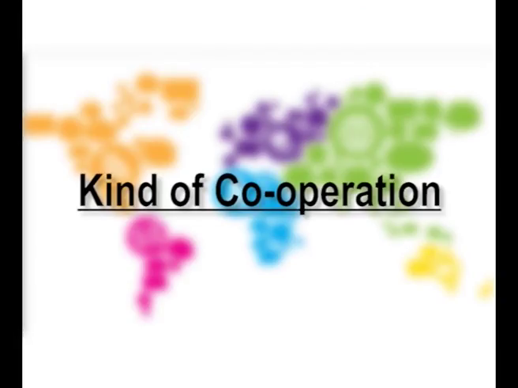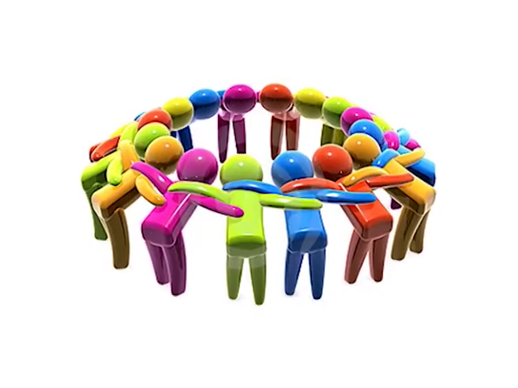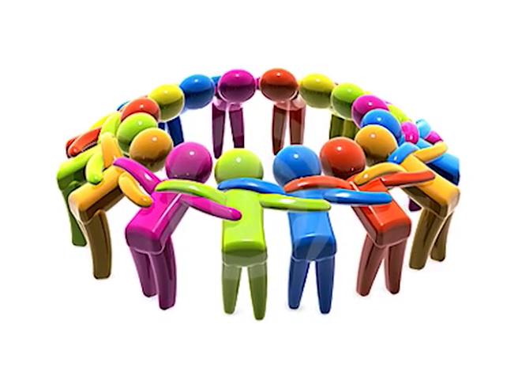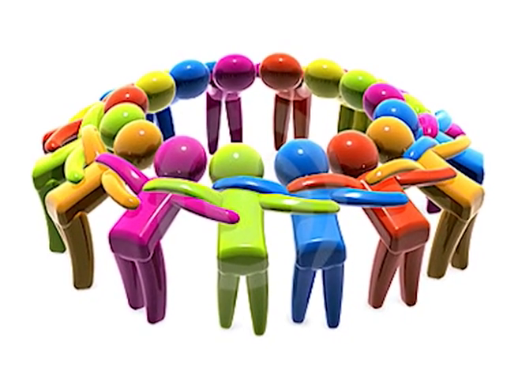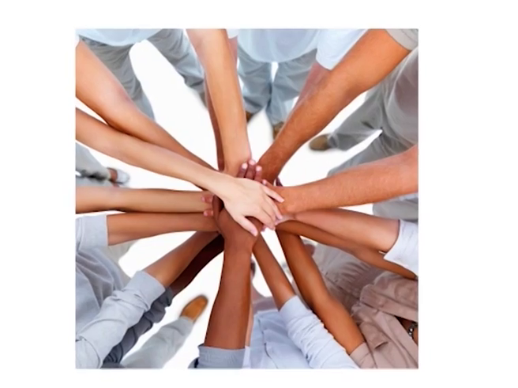Next is kind of cooperation. In a secondary group, the cooperation with the fellow members is indirect. It is formed more or less deliberately and in terms of common interest in the achievement of some recognized goal. The members cooperate only to achieve the group's objective. It is not the process that binds them together, but the object to whose attainment they unite.